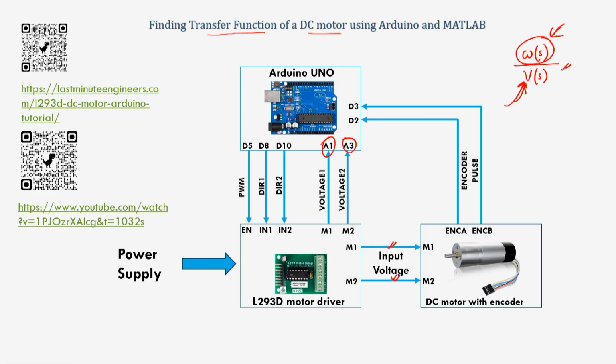Now, what we will do is we will switch to the experimental setup and see how the transfer function is found using that setup.